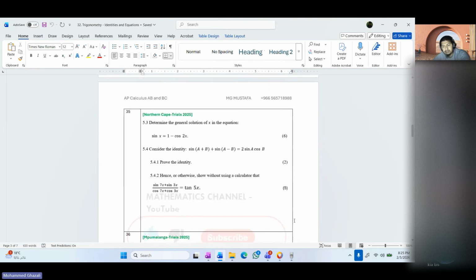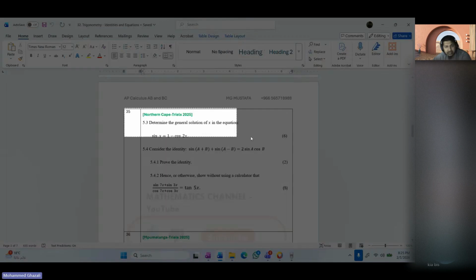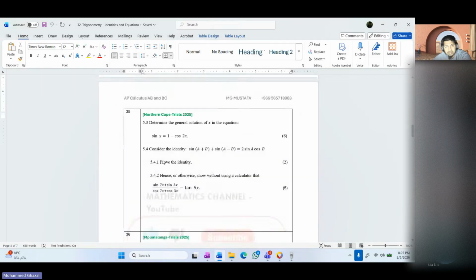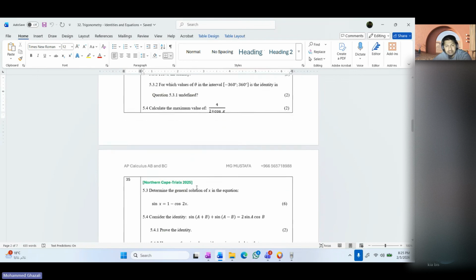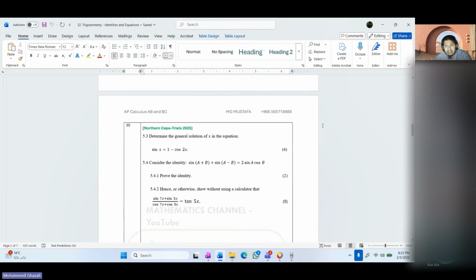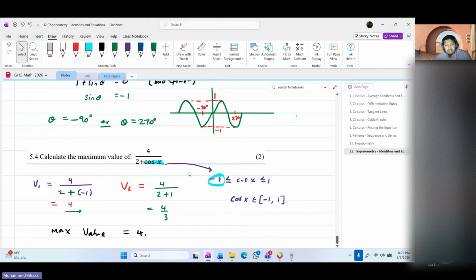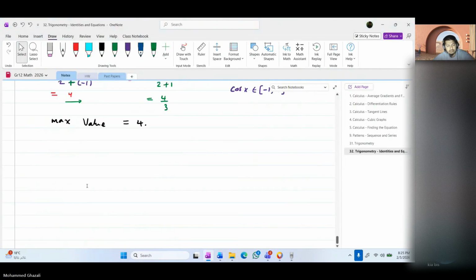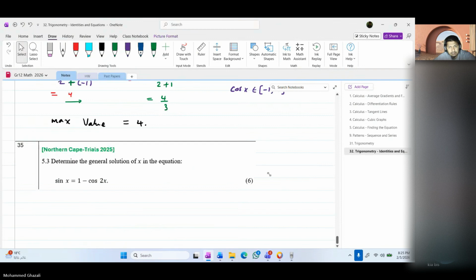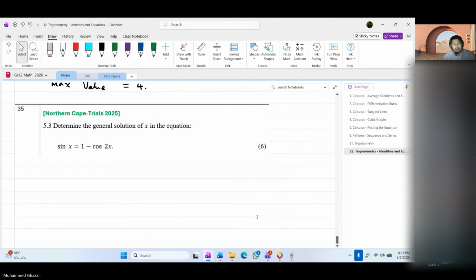Let's look at another paper. This is from the Northern Cape trials. What was this? This was Northwest province, right? Again, question 1, they're asking for general solution, right? Arnav, you there? You understanding? Okay, yes. Let's have a look at this general solution here.